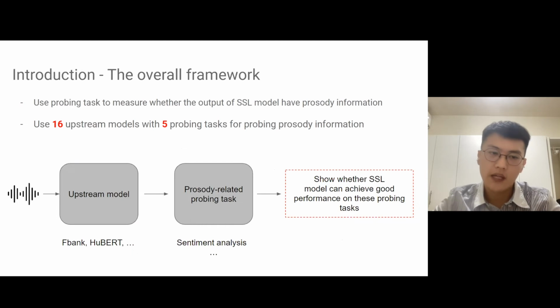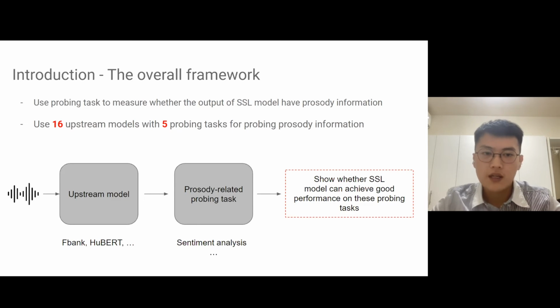First, we have an utterance. Then we pass it to the upstream model, which can be FBank or HuBERT. Then we pass it to a prosody-related probing task, for example, sentiment analysis. Then we get a metric, which can be accuracy, to show whether the SSL model can achieve good performance on this probing task. Actually, we use 16 upstream models with 5 probing tasks for probing prosodic information.